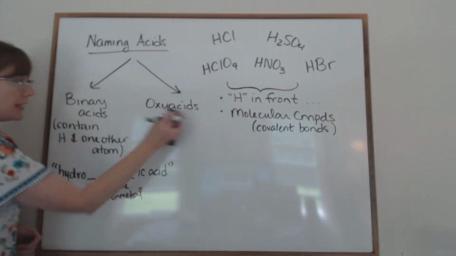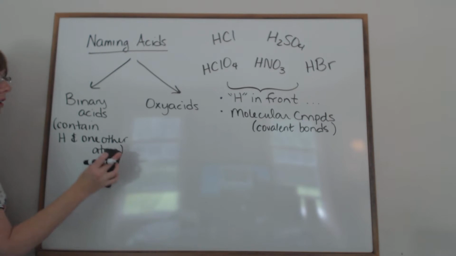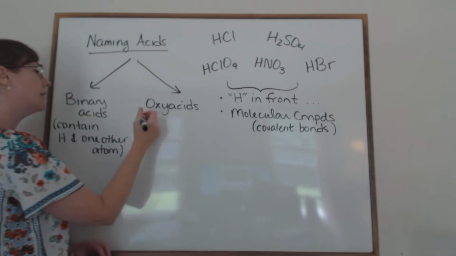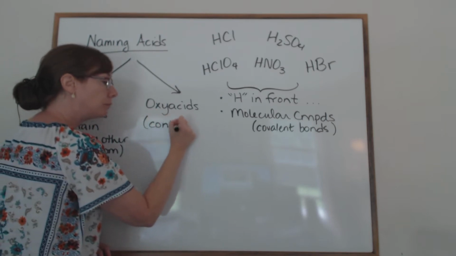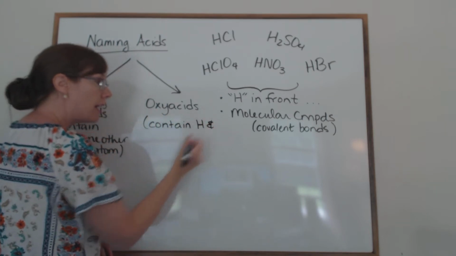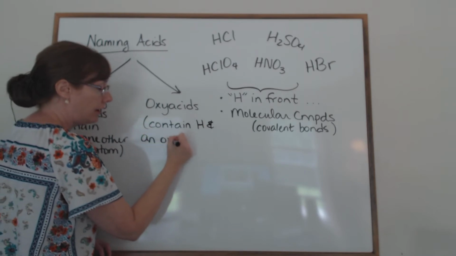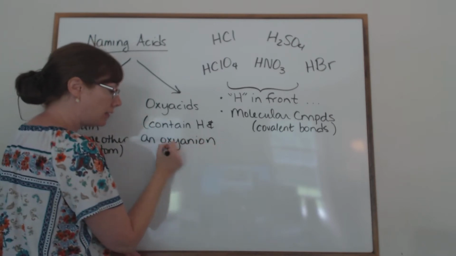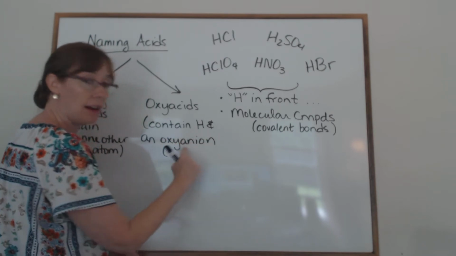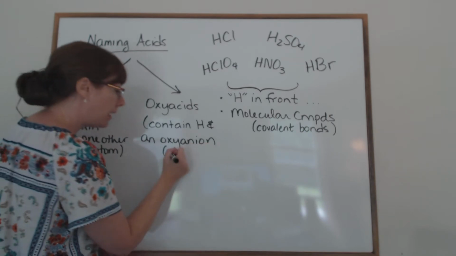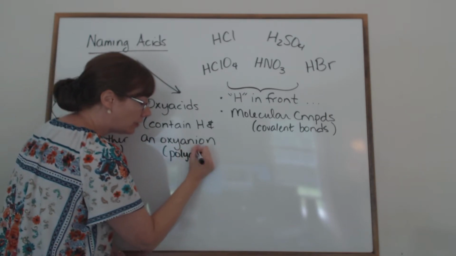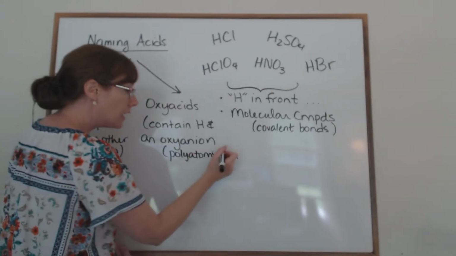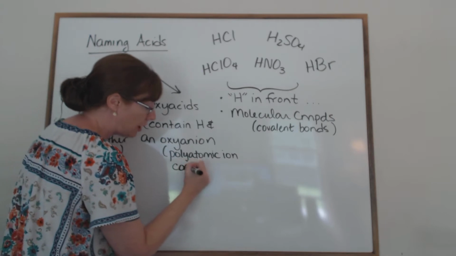But the oxyacids, we are going to add some stuff to your knowledge base here. So oxyacids contain hydrogen and an oxyanion. Now, an oxyanion is exactly what it sounds like. It's an anion, so it's always going to be negatively charged, but what you're going to notice is that they're all polyatomic ions. They're polyatomic anions. It's a polyatomic ion containing oxygen.